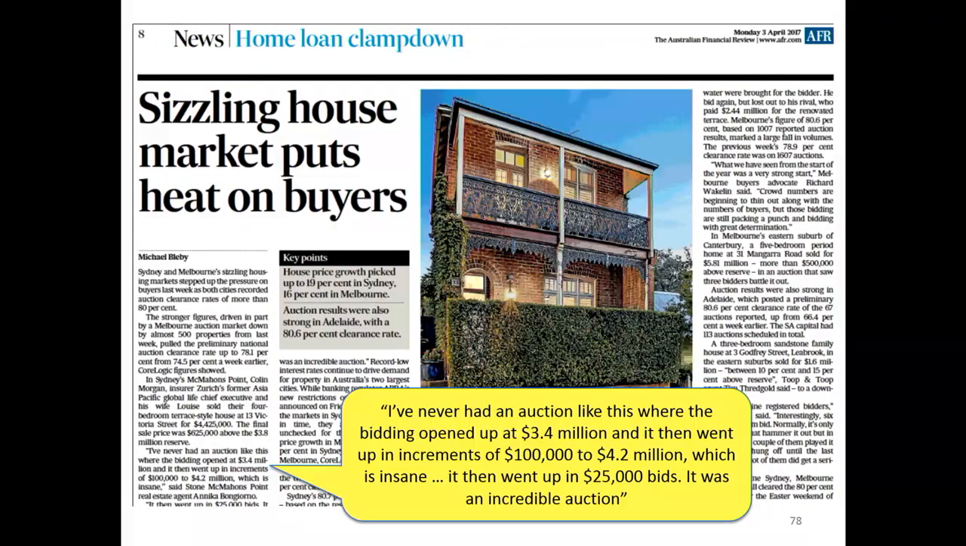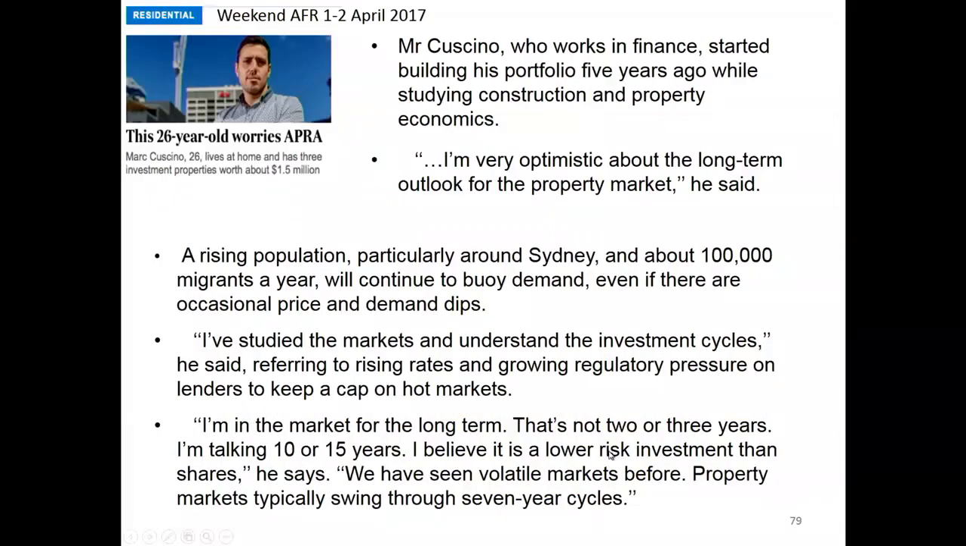This is the kind of thing in Sydney. The bidding opened up at 3.4 million for this, and then it went up to 4.2 million. And so you get stories where people believe this. So Mr. Cusino, who works in finance, started building his property portfolio. He says, I'm very optimistic about the long-term outlook for the property market.